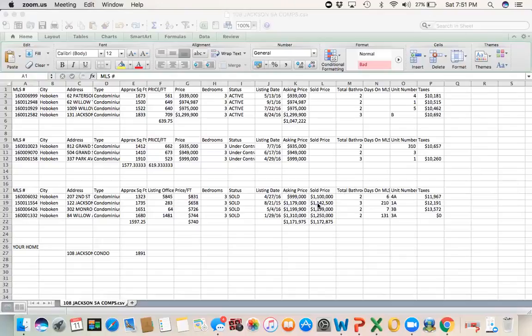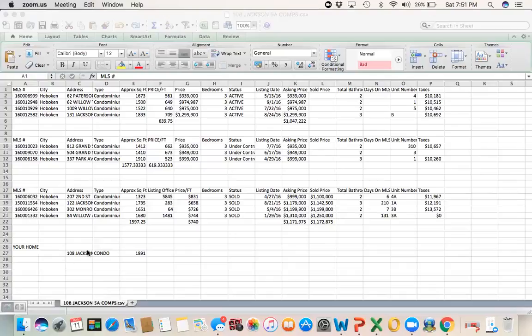You can see here, this one was $1,179,000 and it sold for $1,142,000. And it was on the MLS for 210 days. So obviously that one was overpriced. That's just generally how you can figure it out.